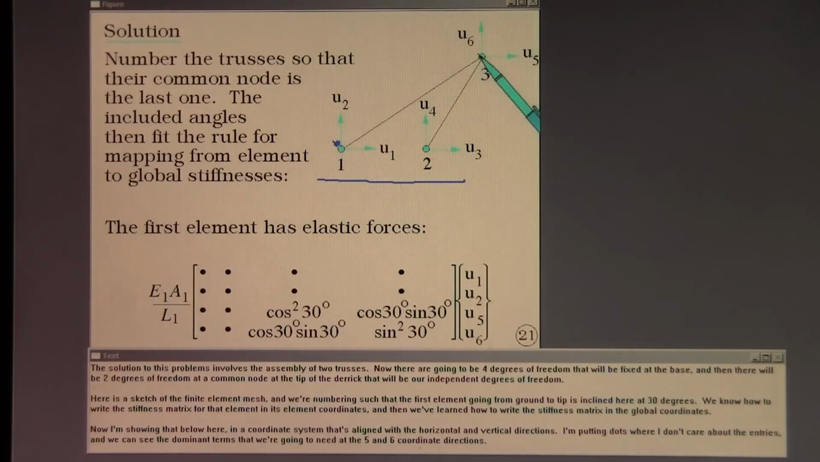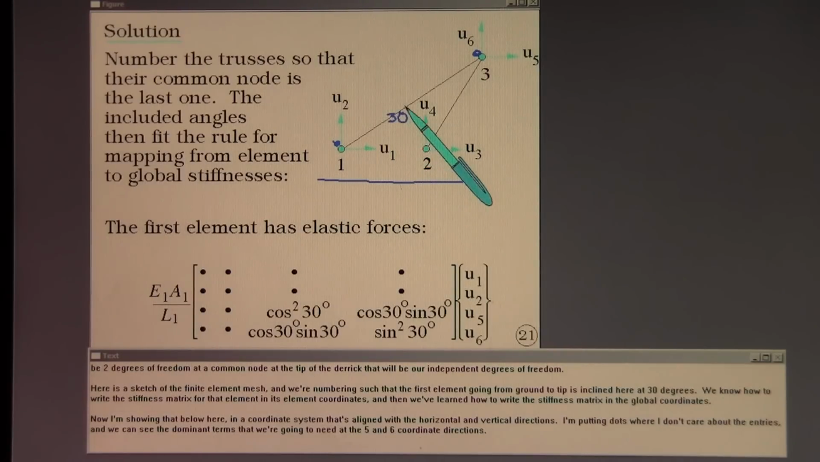We know how to write the stiffness matrix for that element in its element coordinates, and then we've learned how to write the stiffness matrix in the global coordinates. Now I'm showing that below here in a coordinate system that's aligned with the horizontal and vertical directions. I'm putting dots where I don't care about the entries, and we can see the dominant terms that we're going to need at the 5 and 6 coordinate directions.